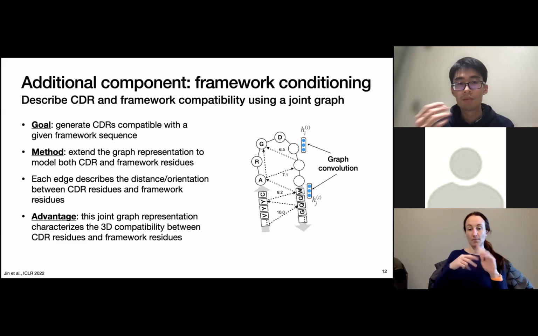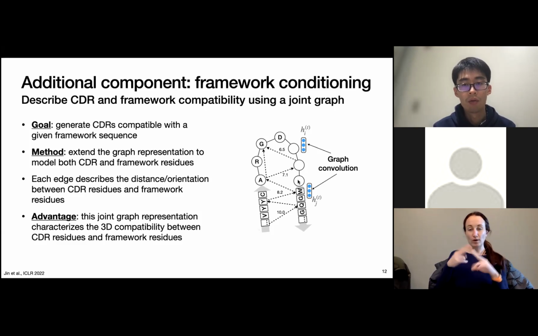All right, so this is the main idea of this generative model. But there are some additional components that we want to incorporate. For example, we have this framework region, which provides some level of information about what kind of CDR residues you can put in here. So how do we do this framework conditioning?